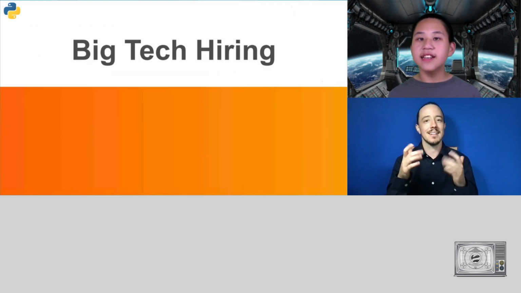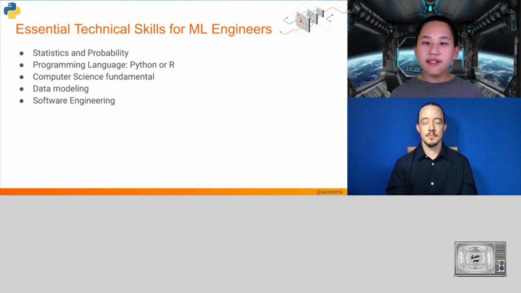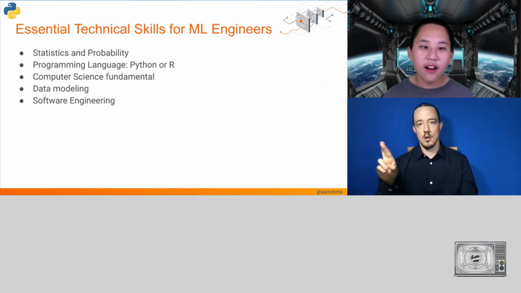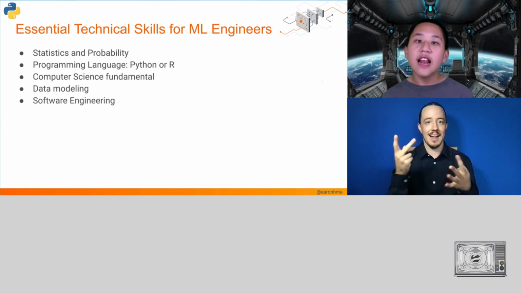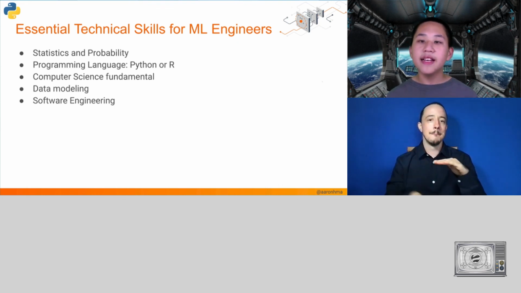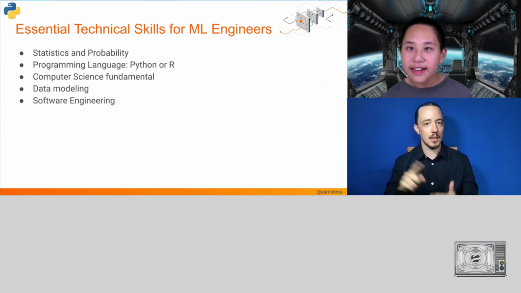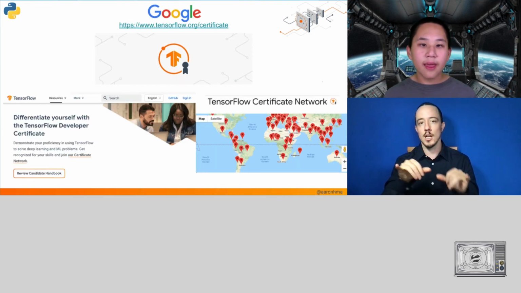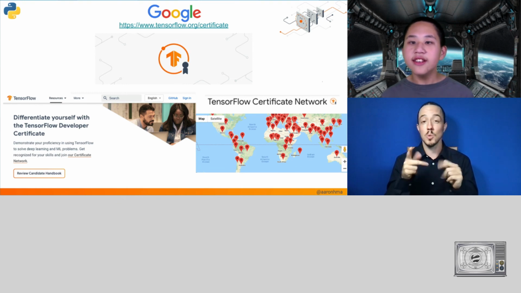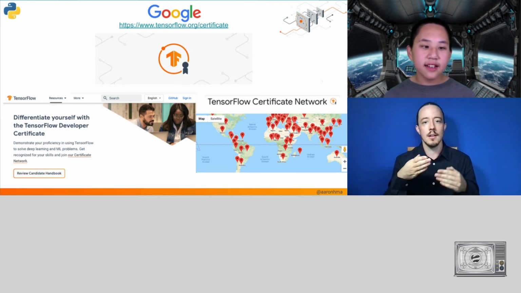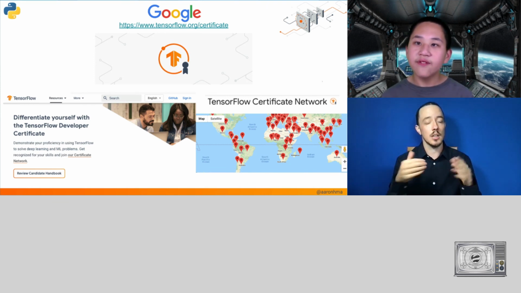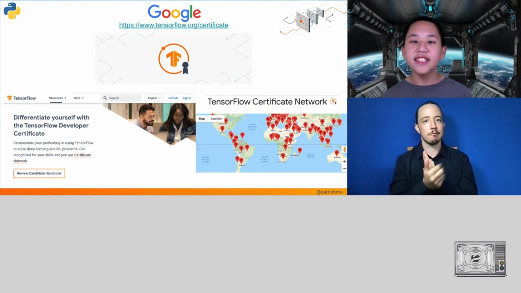Now let's take a look at big tech hiring. Some essential technical skills for machine learning engineers are a good understanding of Python or R. Also having an understanding of algorithms and data structures, and also some basic mathematics like statistics and probability and linear algebra and multivariable calculus. And of course, data modeling and software engineering. And I also highly recommend those who are interested in getting a job to complete the TensorFlow Developer Certificate. After getting this certificate, you'll be able to differentiate yourself and demonstrate your proficiency in TensorFlow.